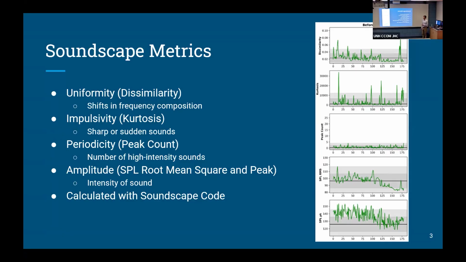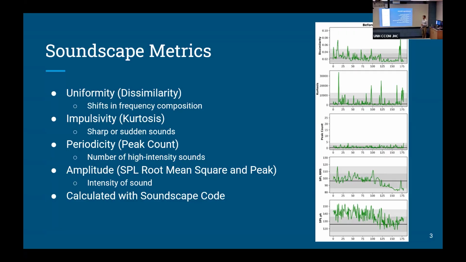So if the soundscape were to be relatively uniform, it sounds about the same, regardless of volume, basically. How much does it change? So an immediate change in the soundscape would be a sharp increase in kurtosis. Periodicity, beat count is how this is measured, and that is essentially the number of high-intensity sounds, sometimes how repetitive the soundscape appears to be.